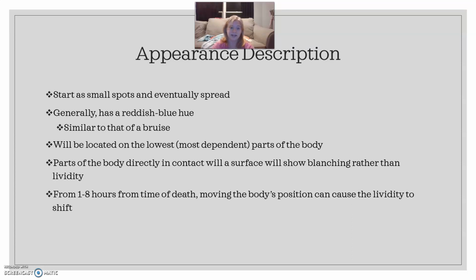And then from 1 to 8 hours from time of death, moving the body's position can cause the lividity to shift. So if you have a decedent laying on their back and then you move them to their left side, the lividity over time can move from being located on their back to the left arm, the left side of the face, the left side of the body, and the left side of the leg.